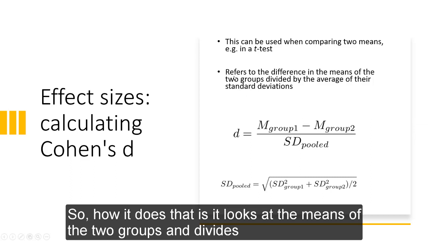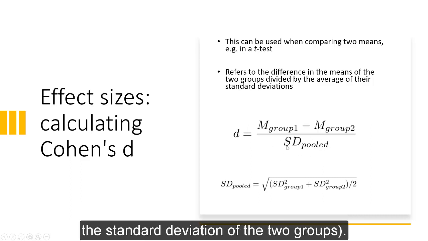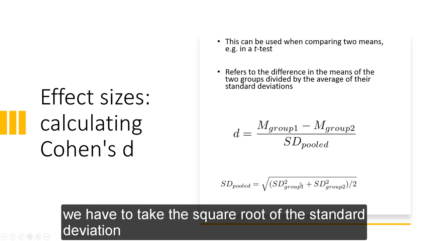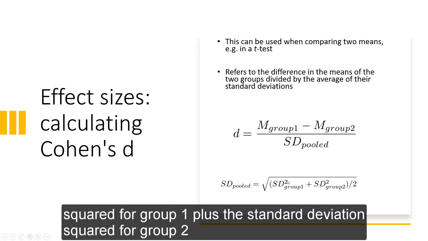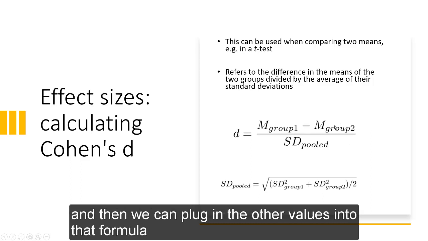So how it does that is it looks at the means of the two groups, divided by what we call the pooled standard deviation. Pooled is just the standard deviation of the two groups. To actually calculate SD pooled, we have to take the square root of the standard deviation squared for group 1 plus the standard deviation squared for group 2, divided by 2. So we have to do that step first, and then we can plug in the other values into that formula.